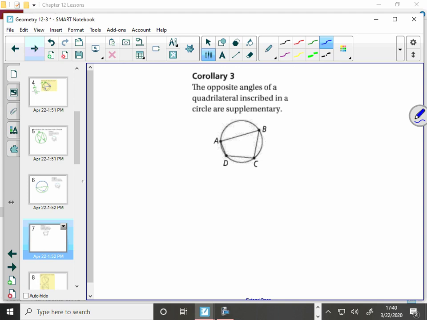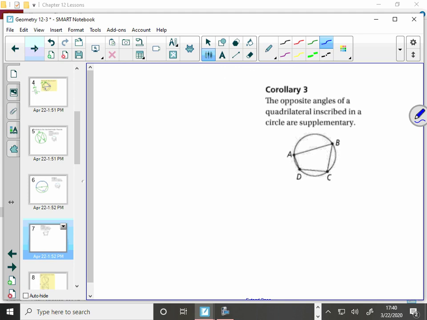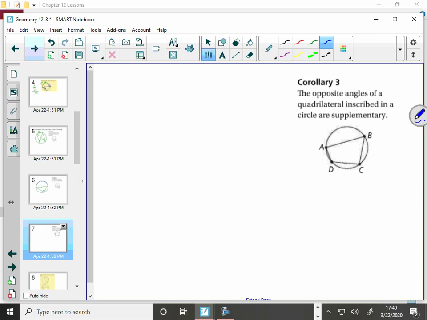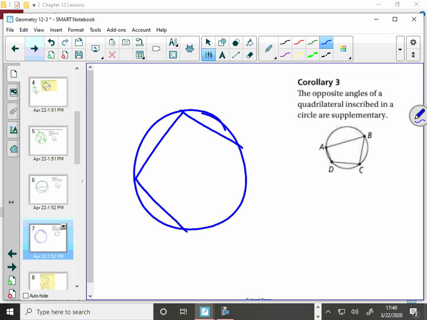And then the third corollary is the opposite angles of a quadrilateral inscribed in a circle are supplementary, or they add up to 180. Now this also makes sense. Just think about it. We'll call this angle A and this angle B. Angle A is half of its arc, and its arc goes right there. The green arc is the arc for angle A. Angle B is half its arc, and its arc is right here. The red arc is the arc for angle B.